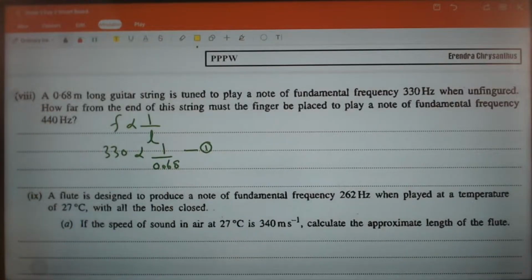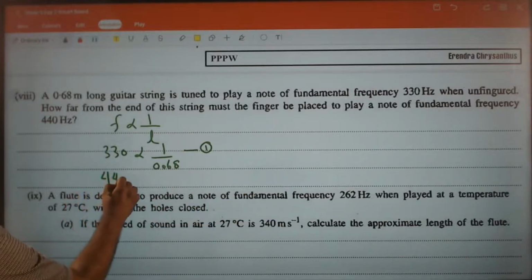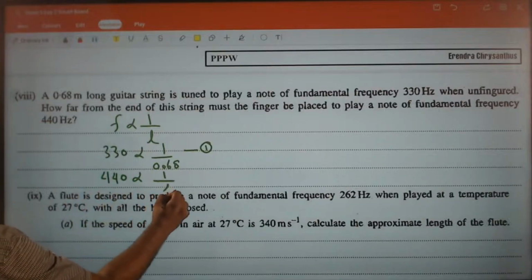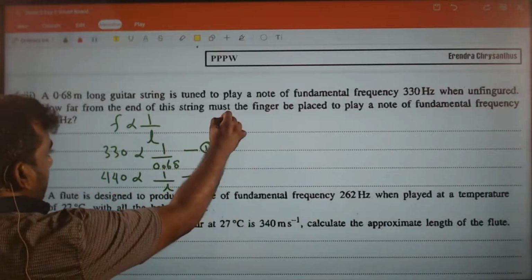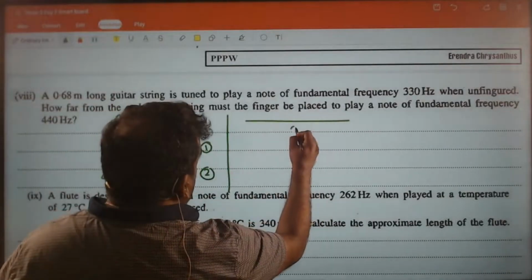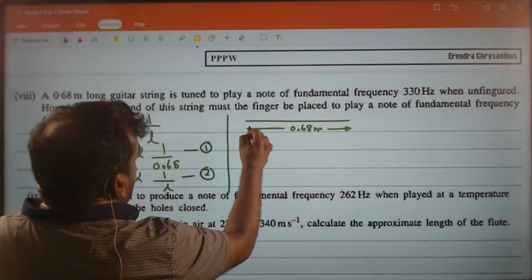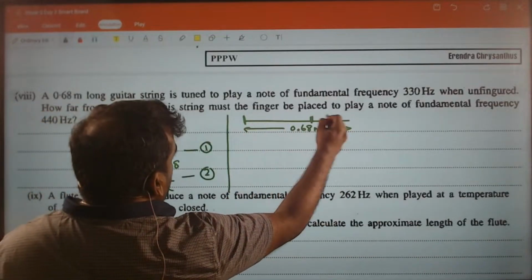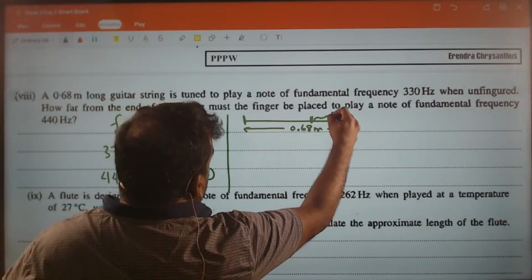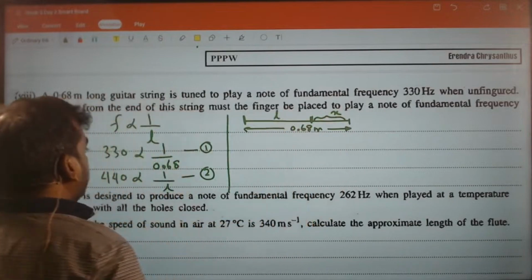How far from the end of this string must the finger be placed to play the note? The note means 440 Hertz. Now the length is L, be careful. So this length is 0.68 unfingered. Now I am keeping the finger here. From this end they are asking that distance. This only I have given.